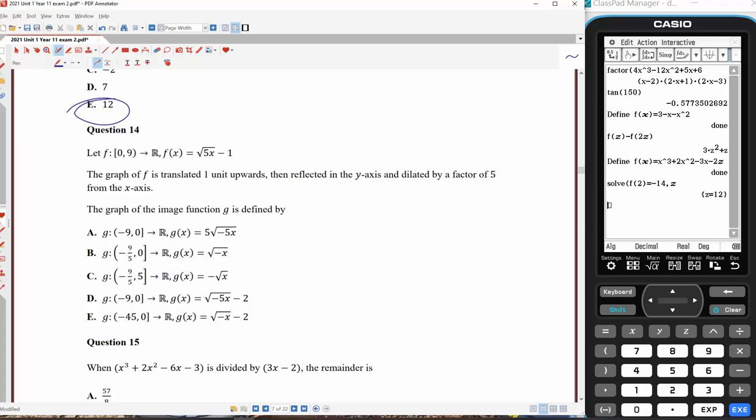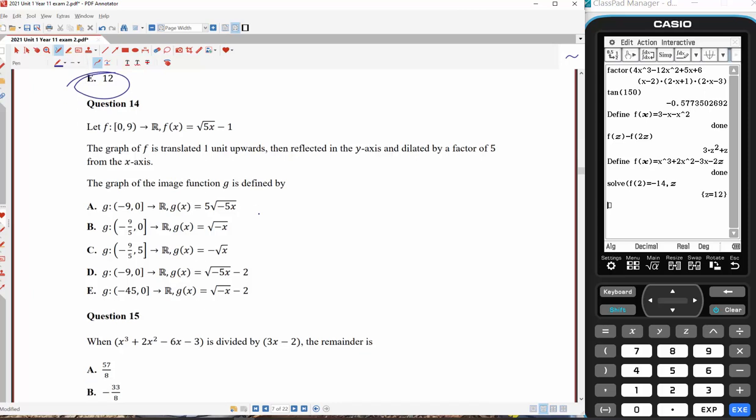So this is f of x. The graph of f of x is translated 1 unit upwards, then reflected in the y-axis and dilated by a factor of 5 from the x-axis. The graph of the image of the function is defined by... Okay, so a couple of ways to do this. We could do this via the mapping. We could do this via function. So what I'll do is I'll do it via mapping, which seems to be the preferred method of year 11s. Then I'll quickly bang it out via function.